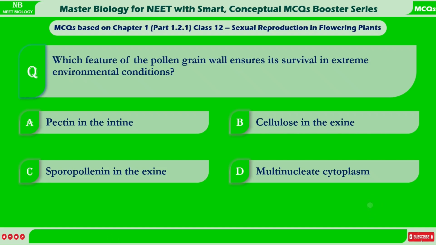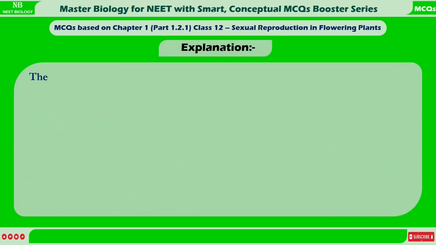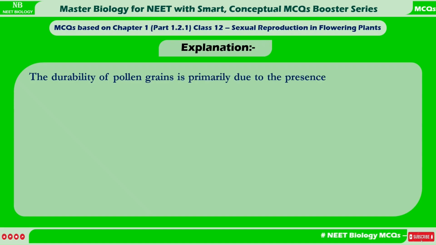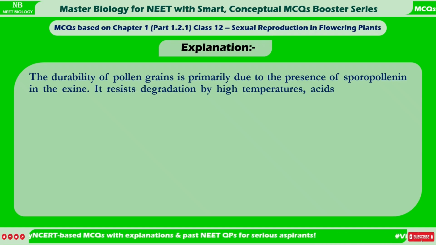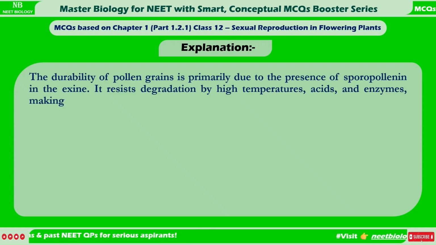Correct answer is C. Sporopollenin in the exine. The durability of pollen grains is primarily due to the presence of sporopollenin in the exine. It resists degradation by high temperatures, acids, and enzymes, making pollen resilient in extreme environments.